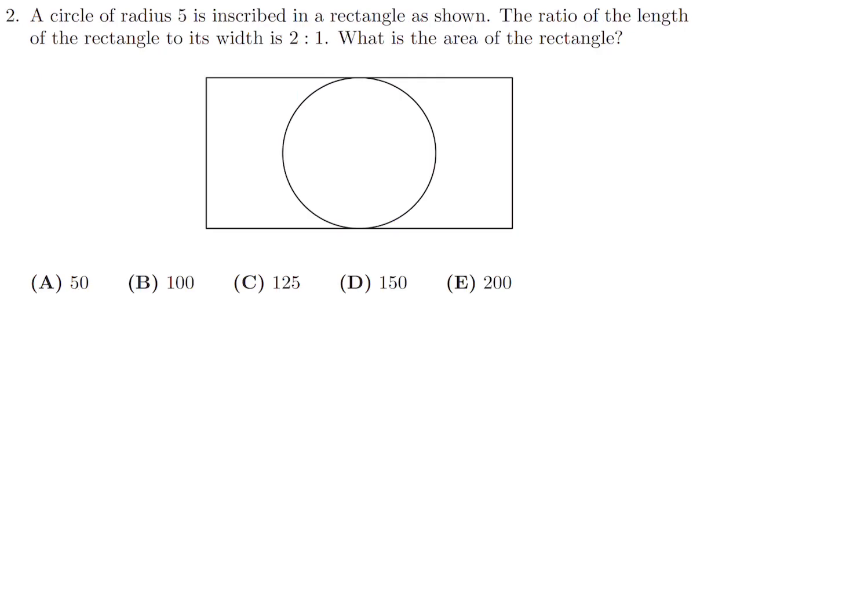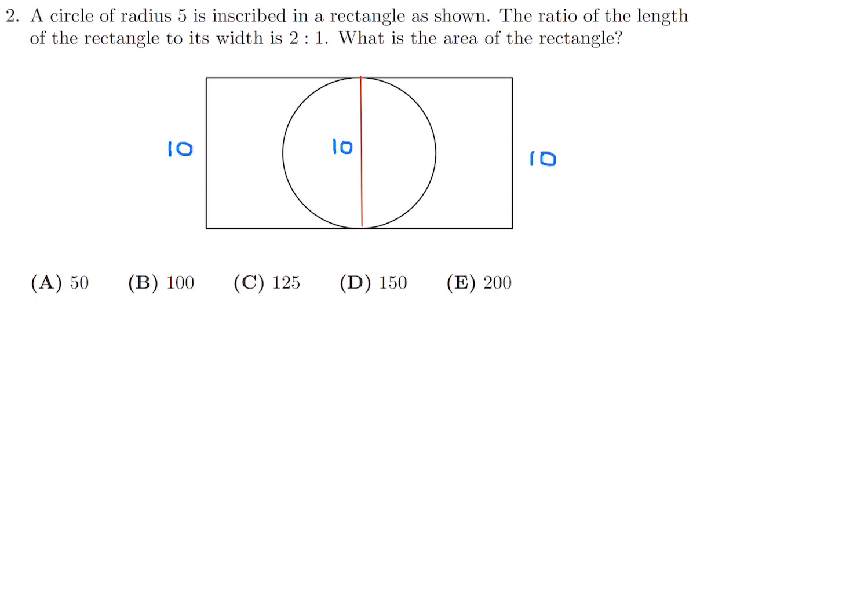A circle of radius 5 is inscribed in a rectangle as shown. The ratio of the length of the rectangle to its width is 2 to 1. What is the area of the rectangle? Well, the first thing we can do is drop a top to bottom radius. Actually, it would be the diameter. And since the radius is 5, that diameter is 10. So this is 10, this is 10.